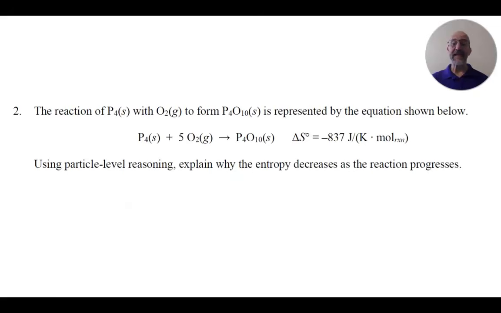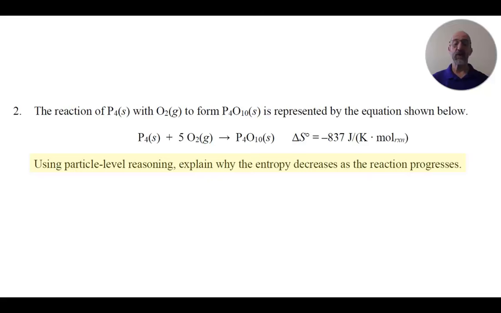All right, now let's go ahead and take a look at question 2. In question 2, it says the reaction of solid phosphorus, P4, with gaseous oxygen, O2, to form solid tetraphosphorus decaoxide, P4O10, is represented by the equation shown below. So we can see a balanced chemical equation, and the delta S, or the change in entropy, is a negative number. So we know that entropy is decreasing. But what we have to do in question 2 is use particle level reasoning to explain why the entropy decreases as the reaction progresses.